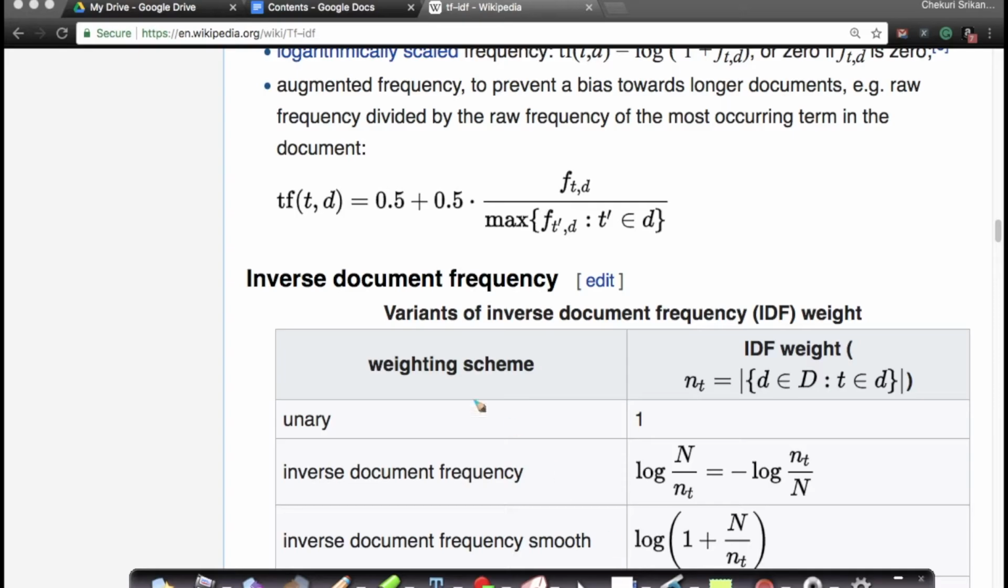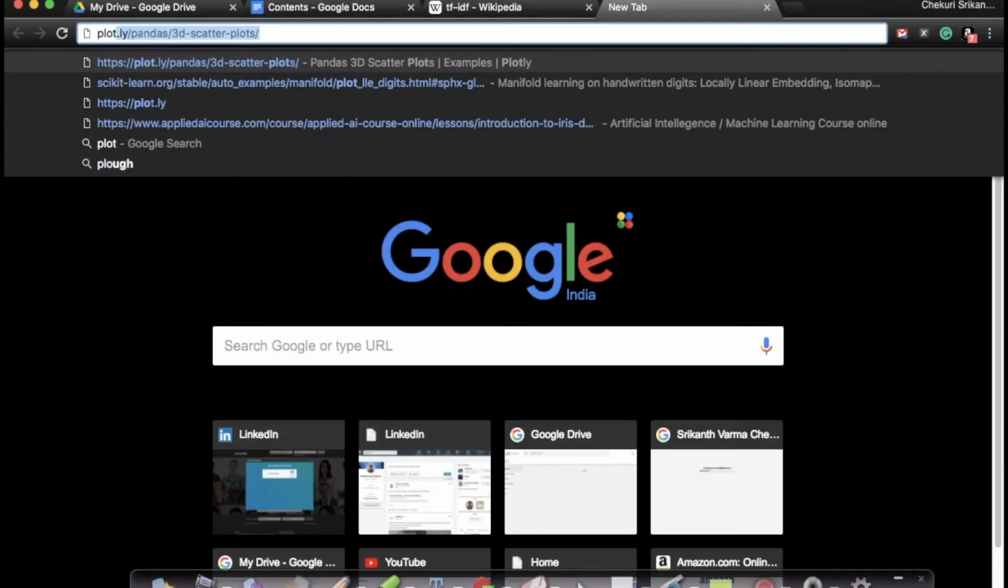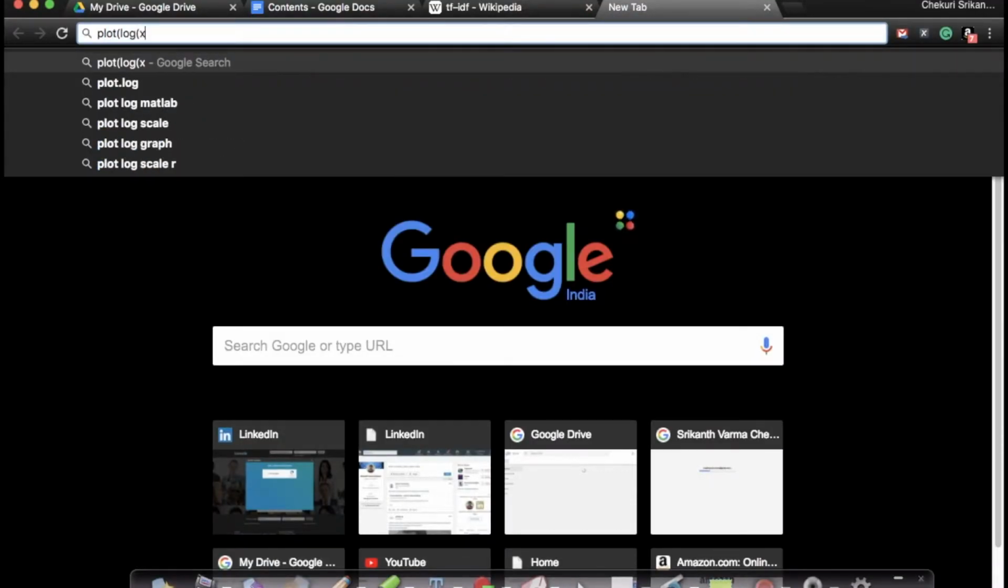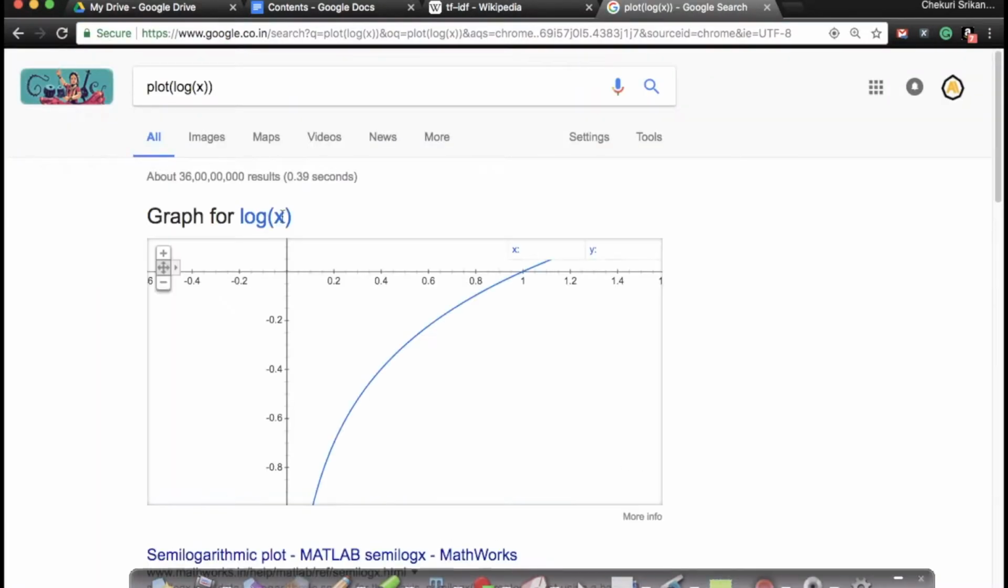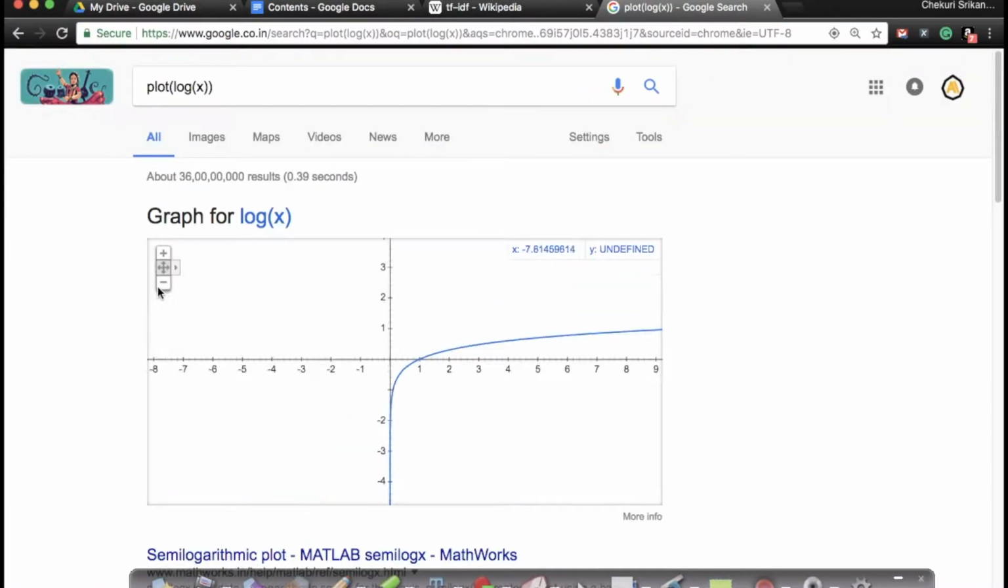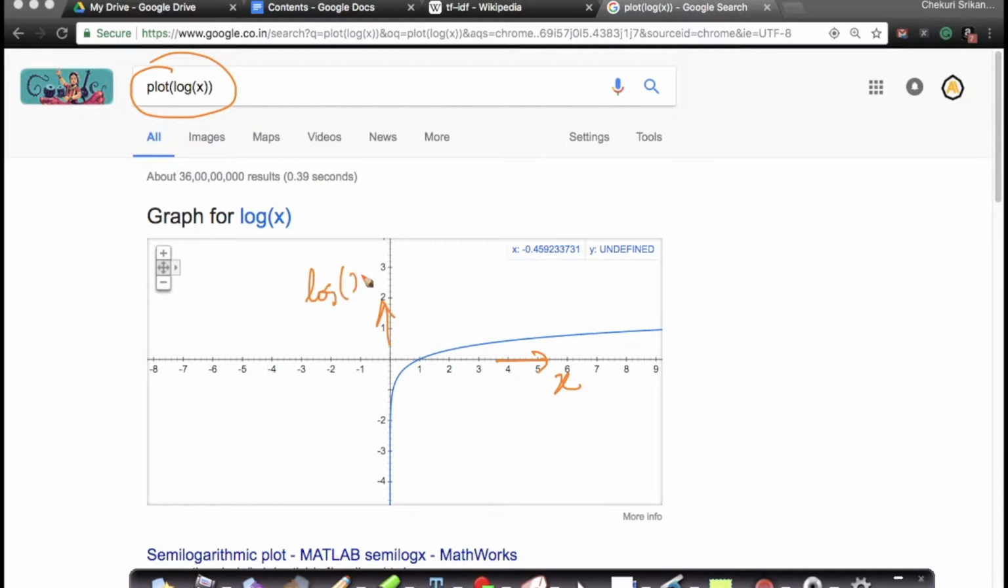Those of you who are not convinced, let me show it to you. Google has this very nice thing called plot. Just see what I'm typing here. If you say plot log of x, you can literally say this in Google. That's the fun part. So if this is my x, this is my log x. One thing you'll notice is as x increases, log x is also increasing throughout.